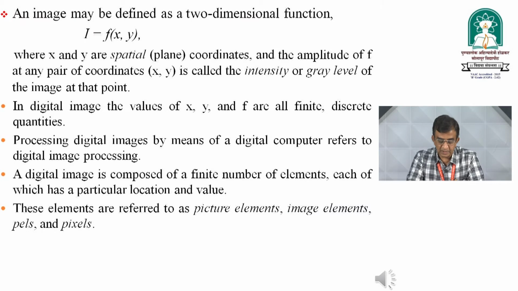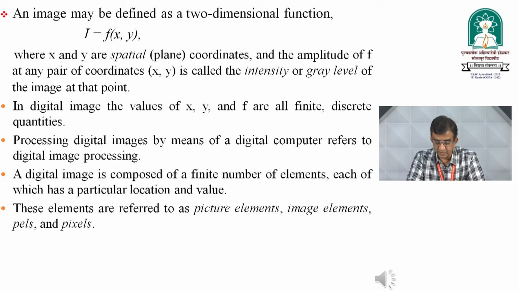Now, an image may be defined as a two-dimensional function, I = f(x, y). Here x and y are spatial, that is plane coordinates, and the amplitude of f at any pair of coordinates (x, y) is called the intensity or gray level of the image at that point. When x, y and f are all finite discrete quantities, we call the image a digital image.